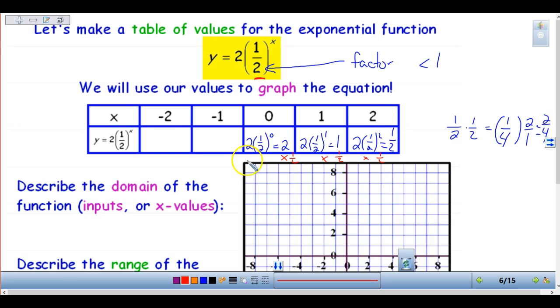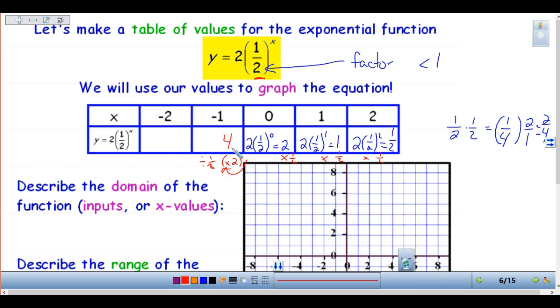Now, this time we're going to work backwards. Now, we've looked at this before, so instead of multiplying by 1/2, we're going to divide by 1/2, which is the same thing as multiplying by 2. Sorry, my pen's not working very well this morning. So, if we do that, we are going to get 4 here.